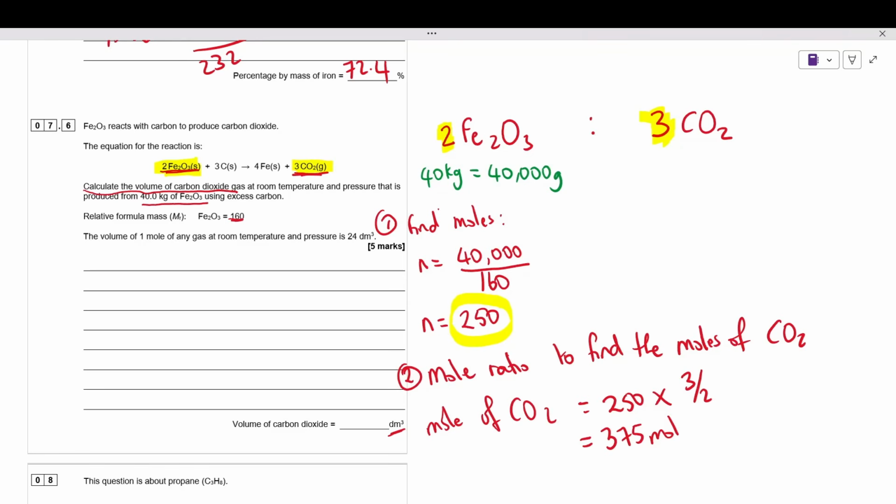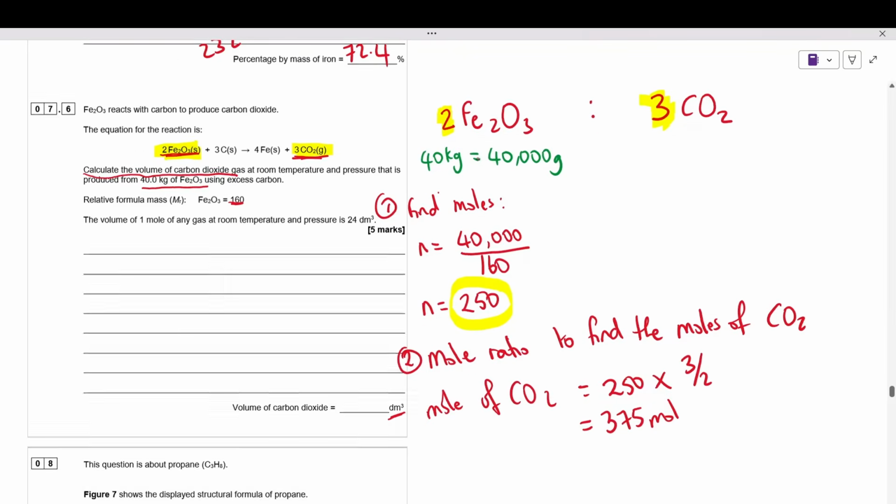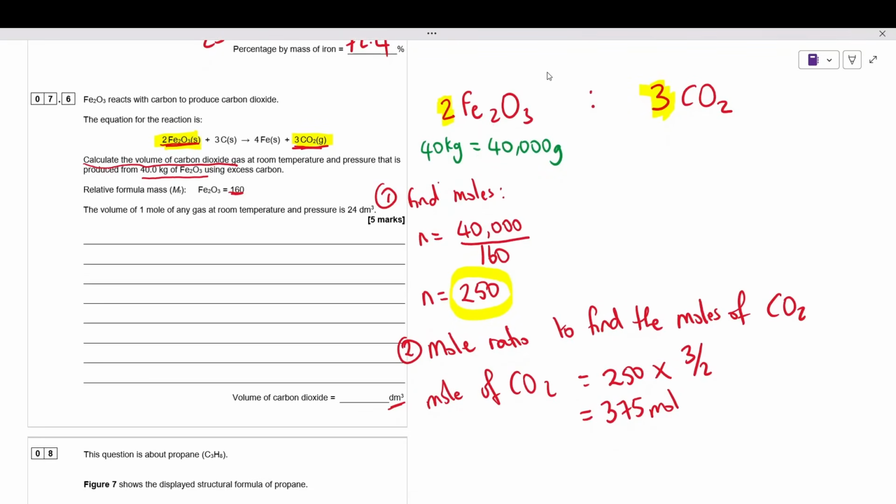Right, now the next bit of this, because I'm not done, it says I should calculate the volume of that gas that is produced. So now I need to find the volume of that gas. In order for me to do that, I'm going to look at a key information that was given to me. And it says the volume of 1 mole of any gas at room temperature and pressure is 24 dm cube. And because this is already in dm cube, I do not need to do any conversion. I can just use 24 as is. So 1 mole is equivalent to 24. So I need to figure out what 375 moles would actually be.